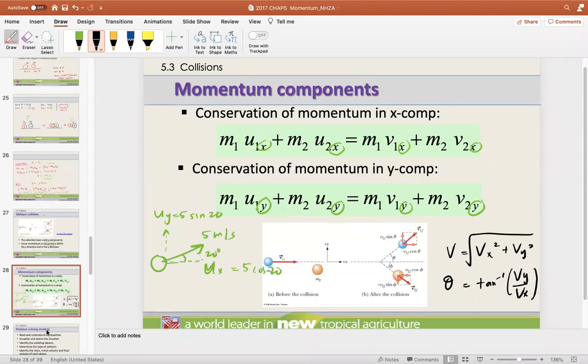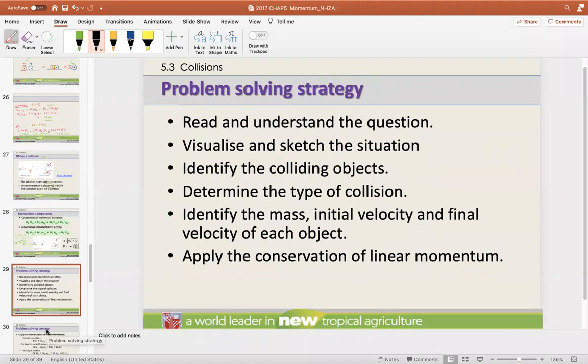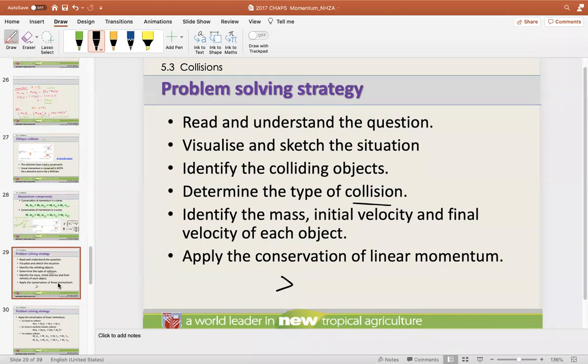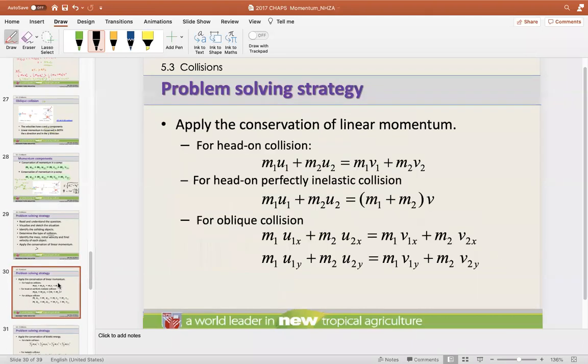All right, let's do an example. Read and understand the question. Visualize and sketch as always. Identify the colliding objects. Determine the type of collision, if it's one-dimensional, two-dimensional, elastic, inelastic, whatever. Identify the mass, initial velocity, final velocity, and apply the conservation of linear momentum. Conservation of energy applies only if it's an elastic collision. If it's inelastic, you can only cross-check, because you can't solve when there's a sign like this. So apply the conservation of linear momentum. For head-on or one-dimensional collision, this is the equation.